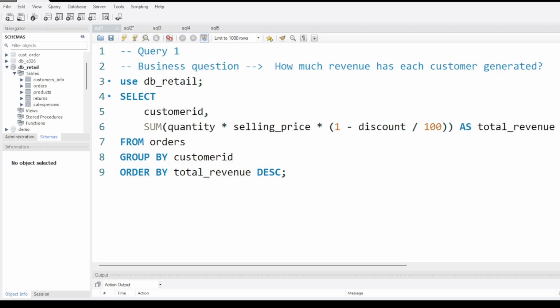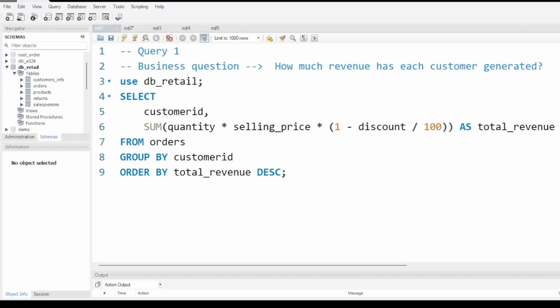Let's start. First business question. How much revenue has each customer generated? In line number 6, I am calculating revenue using quantity multiplied by selling price, and then I am applying the discount. Because I want one result for each customer, I am using group by customer ID at line number 8.